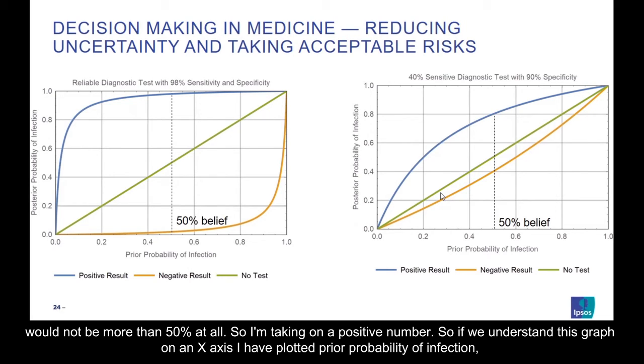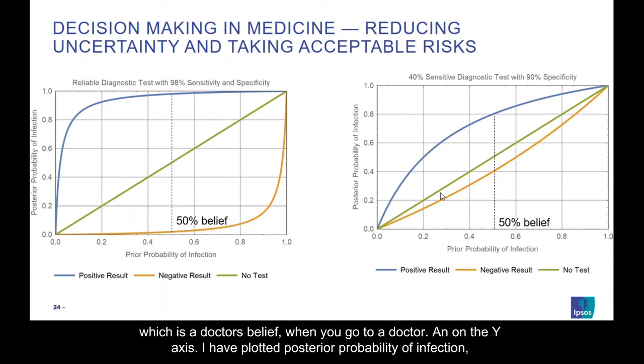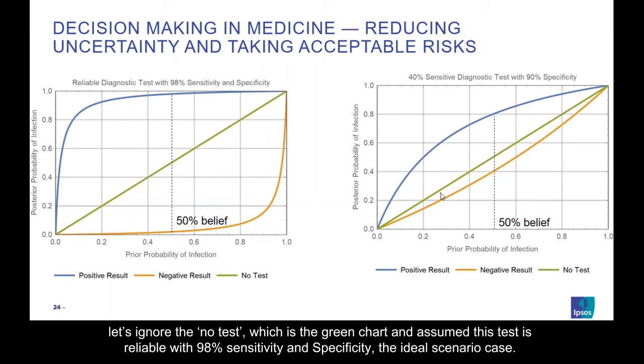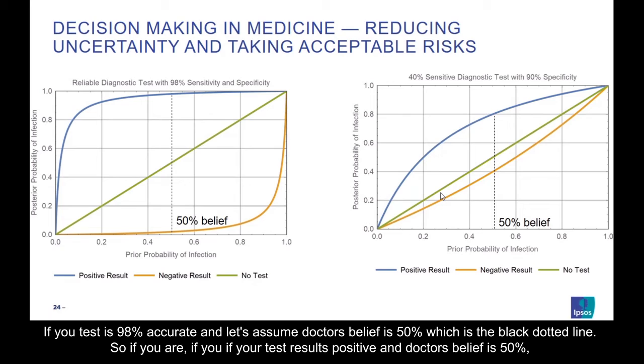So if we understand this graph, on the x-axis I have plotted the prior probability of infection, which is the doctor's belief when you go to a doctor, right? And on the y-axis, I have plotted the posterior probability of infection, which means whether you are infected or not after the test. The blue graph here indicates a positive result. The negative result is indicated by a yellow chart. Let's ignore the no test, which is the green chart, and assume this test is reliable with 98% sensitivity and specificity. This is an ideal case if your test is 98% accurate.